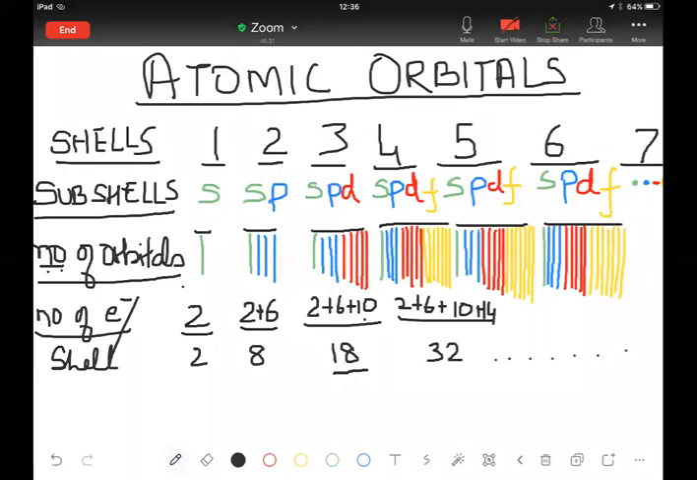Similarly, when you go to the fourth shell, it has a maximum capacity of taking 32 electrons. Again, why? Because you see 2 of the s subshell, 6 of the p subshell, 10 of the d subshell, and 14 of the f subshell. So that makes it a total of 32.